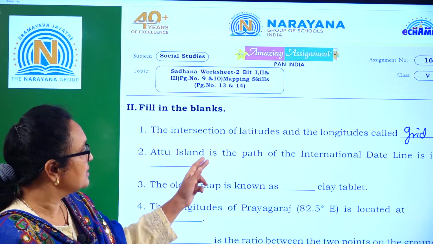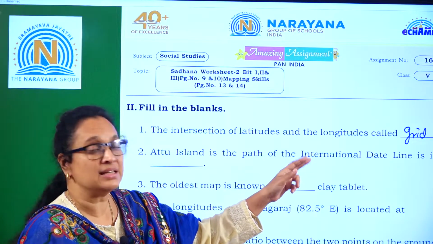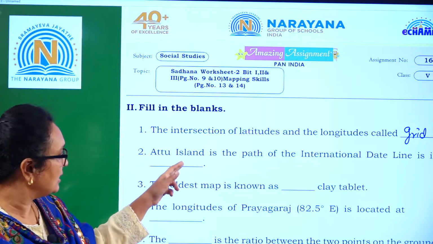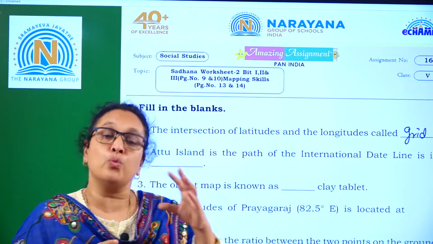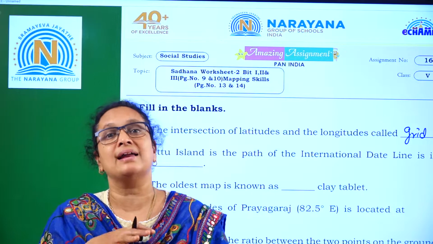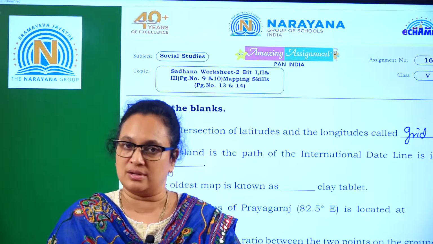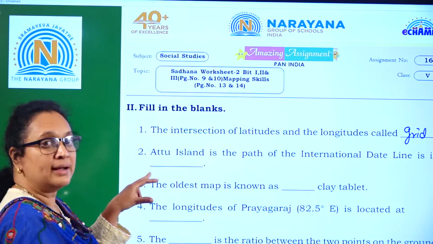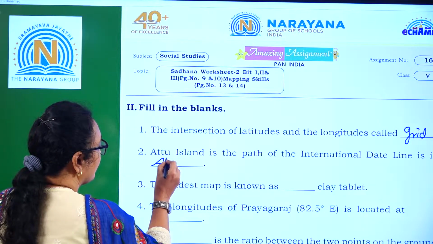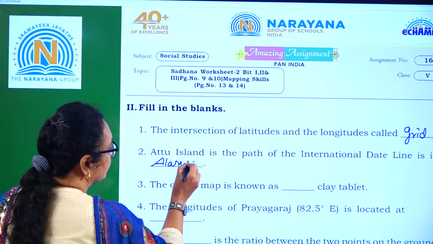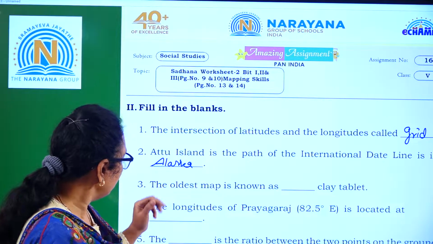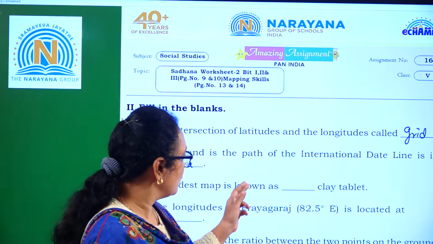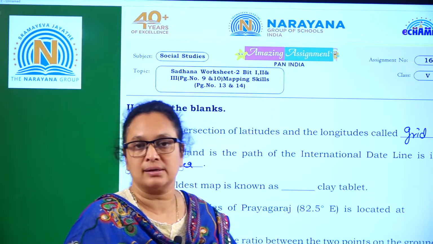Attu Island is a part of the international dateline, it is in dash. So where is Attu Island? It is in Alaska, and Alaska is a part of USA, right? So you are supposed to write Alaska here. Clear? Now coming to the third one.